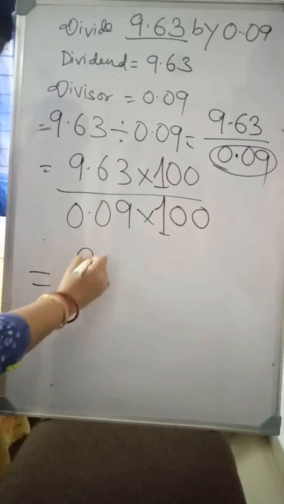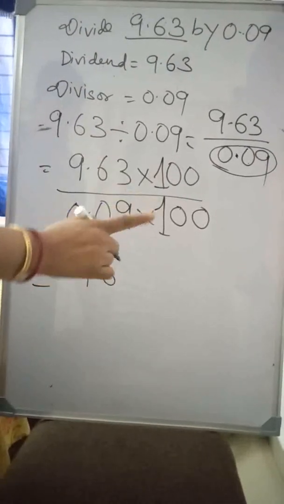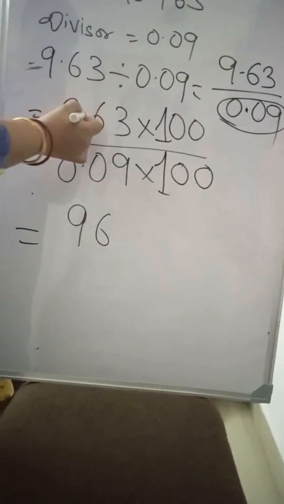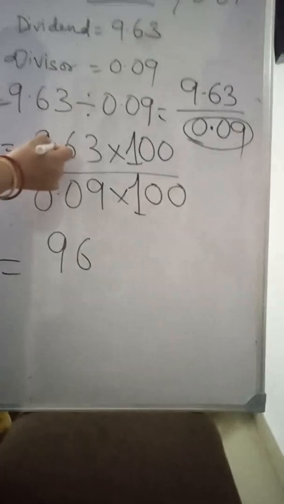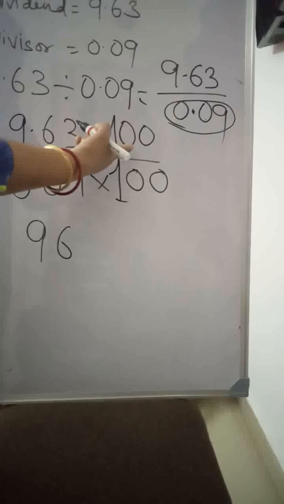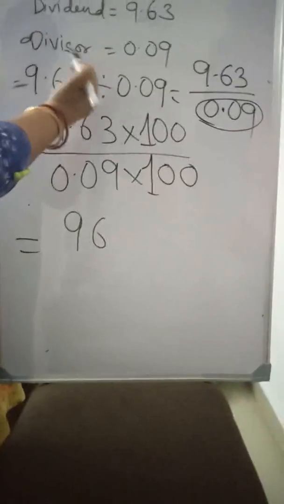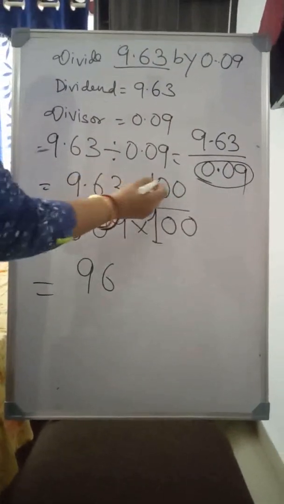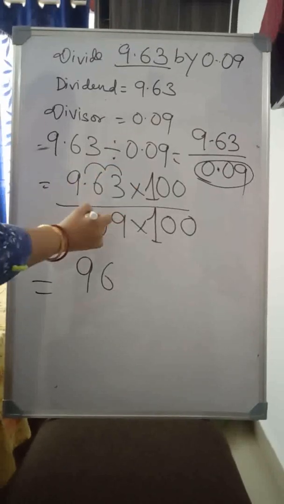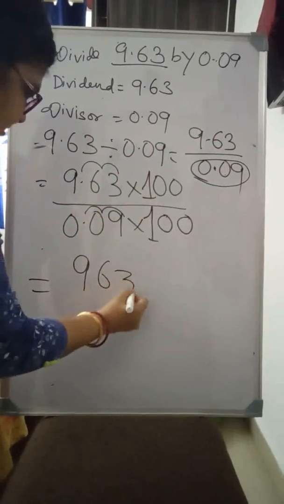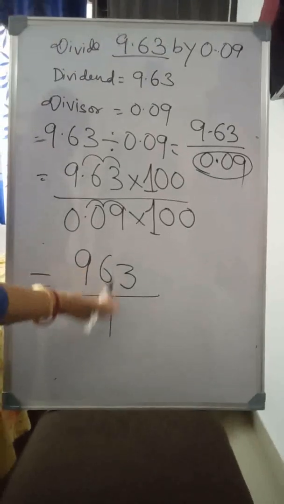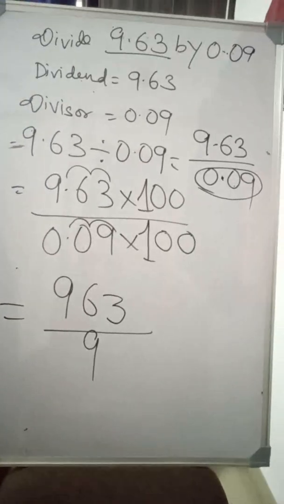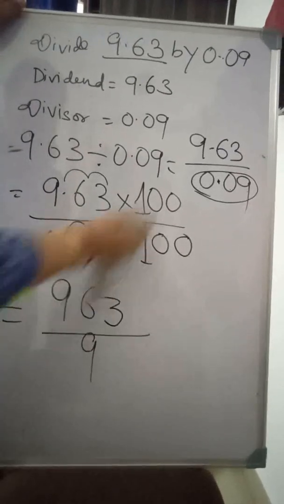Now after multiplication, you will see that, as I have taught you, when a decimal number is multiplied by 10, 100 and 1000, the decimal point shifts its position equal to the number of zeros of the multiplier. The decimal point will go to the right side. So here there are 2 zeros, so the decimal will jump this and this. Here also the decimal will jump this and this. So it is 963 by 9. Now we get the whole number. No decimals are there. Now we will divide 963 by 9. 963 is the dividend and 9 is the divisor.